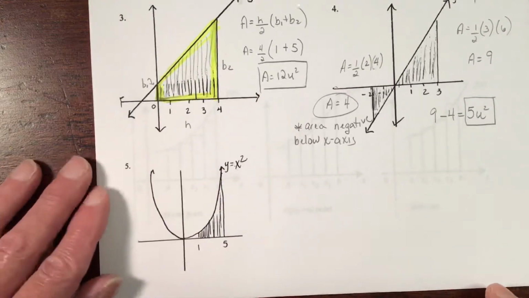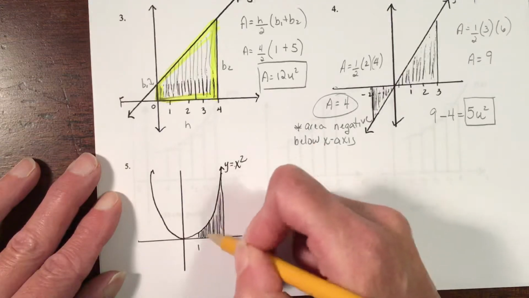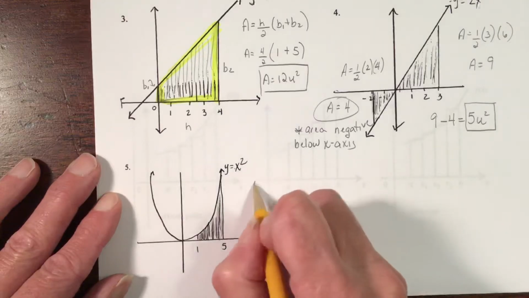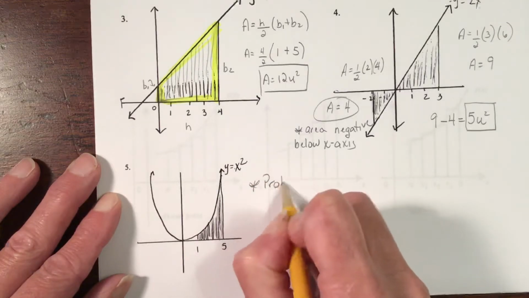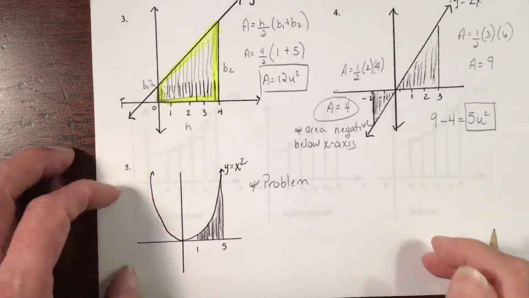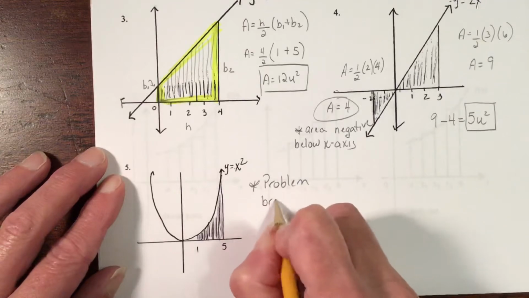Okay. Now let's move on to number 5. If I go to calculate this area under this curve, now I have a true curve. So this is going to be a little bit of a problem. I don't have a geometric formula to use. So when we run into this situation, we usually break it into shapes.